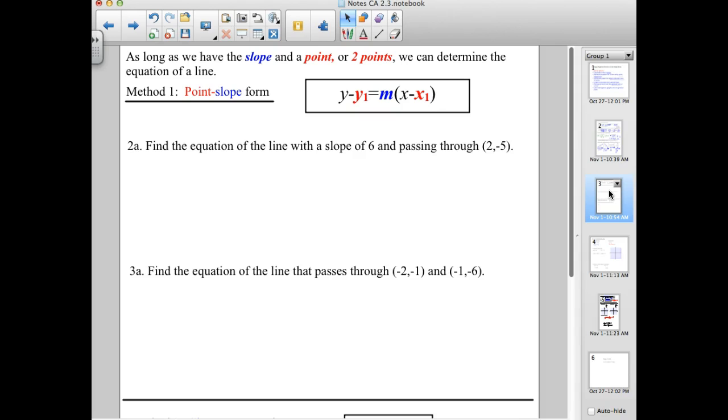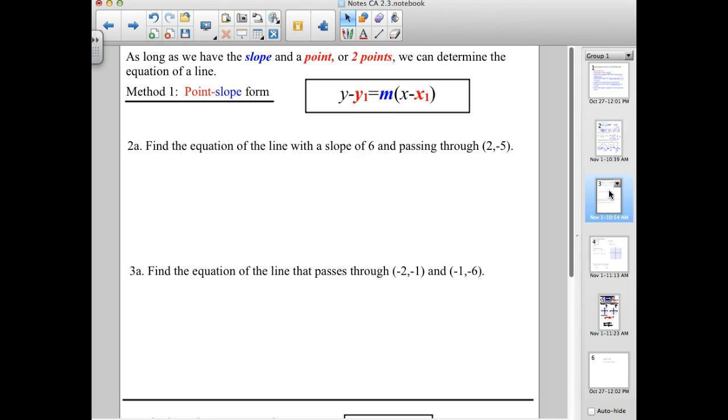Now, notice that if we took this piece right here and we divided it to the other side, it'd be our slope formula, right? Change in y over change in x. So it's just another way of looking at that formula for slope.